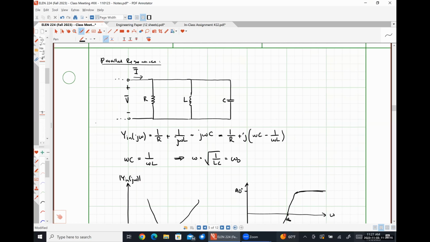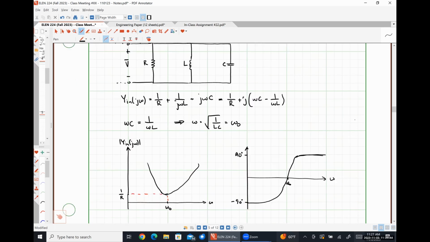At the resonant frequency, these two terms, which are admittances, cancel each other out, right? So the J term we're going to have as an admittance is 1 over R plus J0. What's the reciprocal of 0? Infinity, right? Which is why they're going to look like an open circuit at resonance.